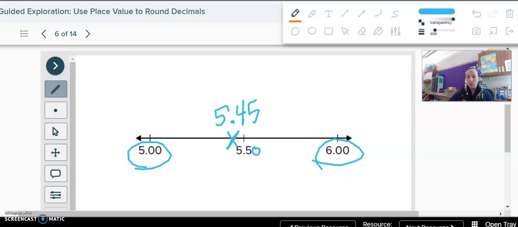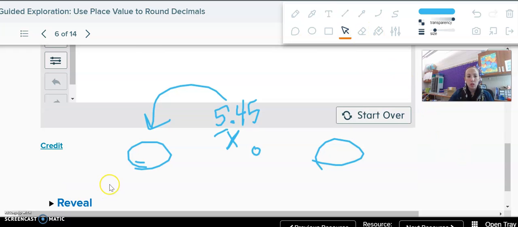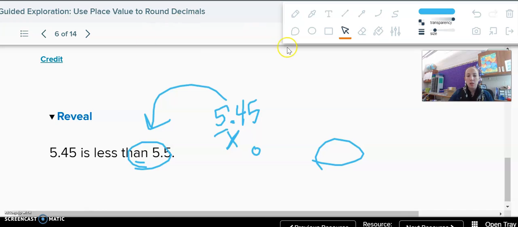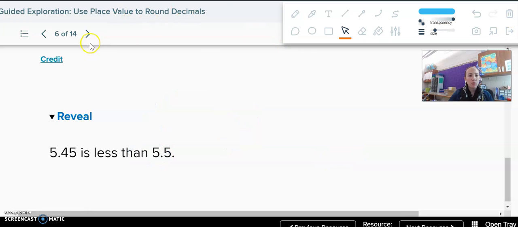$5.45. So then if we think, what would it round to? Would it go up to 6 or down to 5? Well, it is closer to $5, so we know we would round it down to 5. The 5 actually stays the same. The whole number stays the same, but we're rounding it down to that. We're taking away the decimal parts. Make sure I didn't miss anything. Yep, it's less than 5.5.